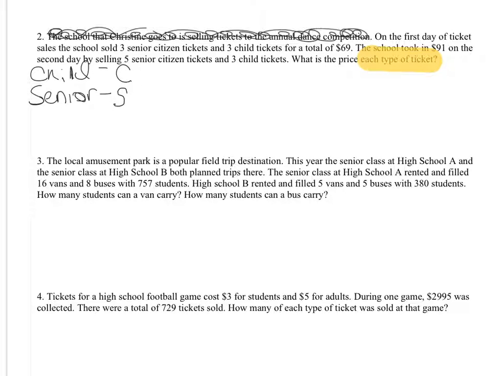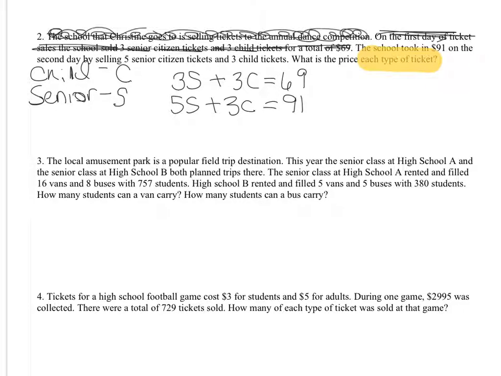I'm now going to go back up to the very top of my problem, and I'm going to turn that very first sentence into an equation. On the first day of ticket sales, they sold 3 senior citizen tickets, so 3S, and 3 child tickets for $69. So 3C equals $69. Notice I used this sentence, it's now gone. Look at the next one. The school took in $91 on the second day by selling 5 senior citizen tickets and 3 child tickets. So 5S and 3C for a total of $91.